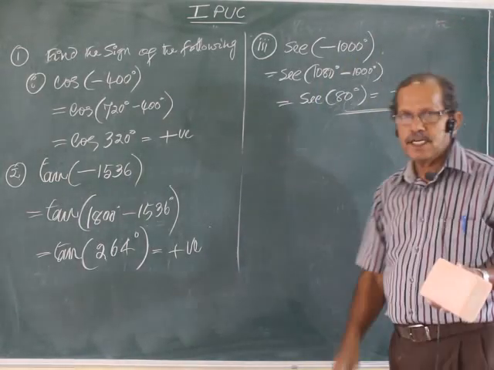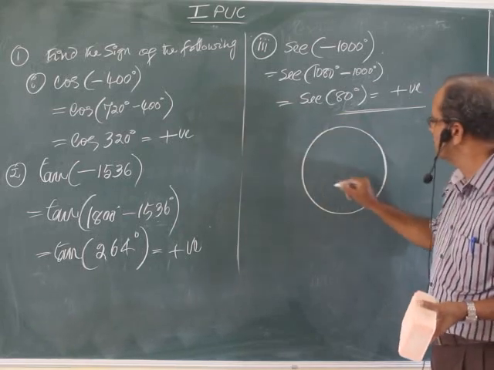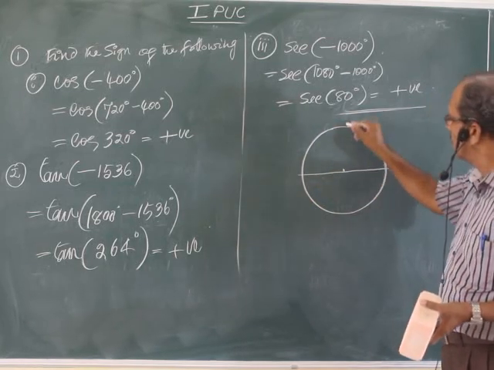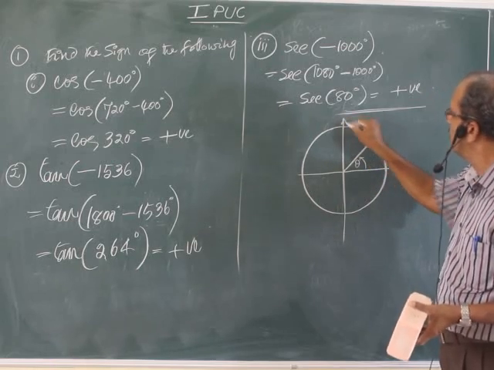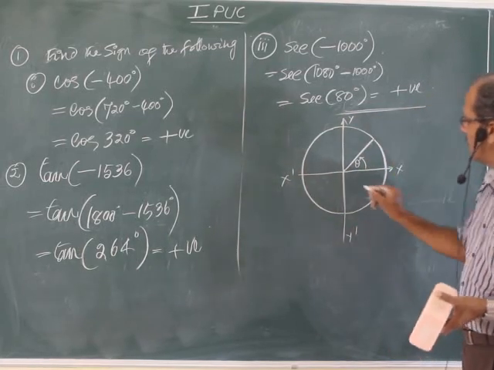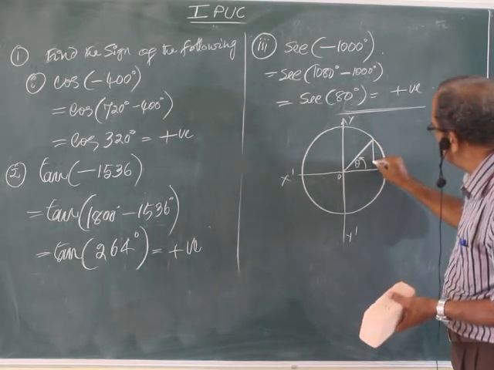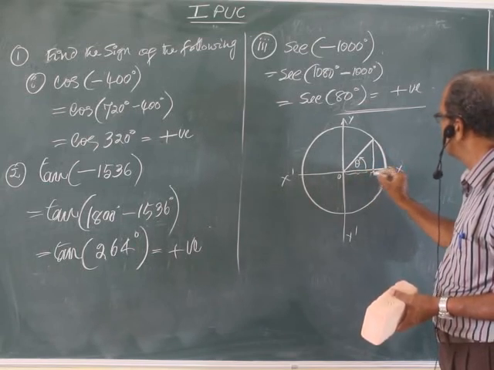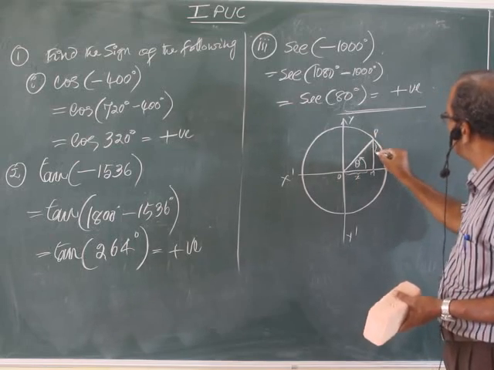Now, one more thing is negative angle. Just see here. Angle is theta. Opposite side, this one is adjacent side, OM. Let me call it X. PM, let it be Y now.